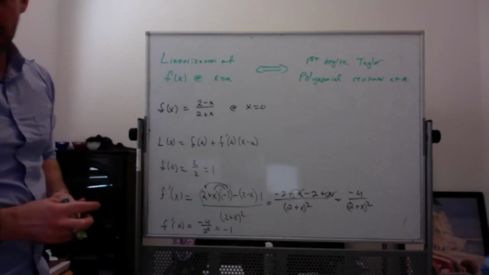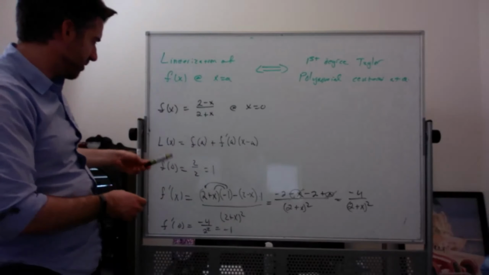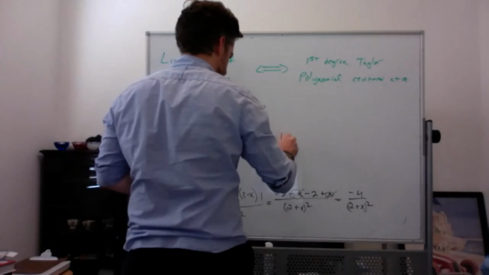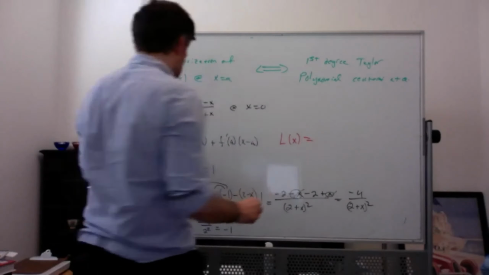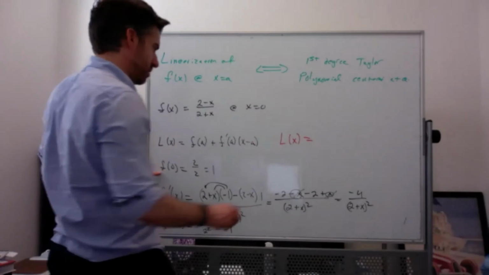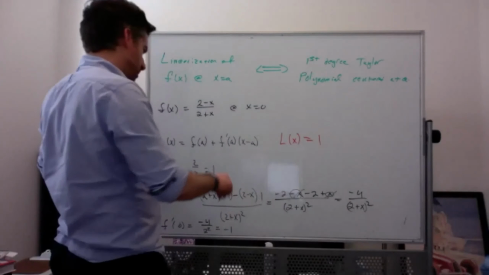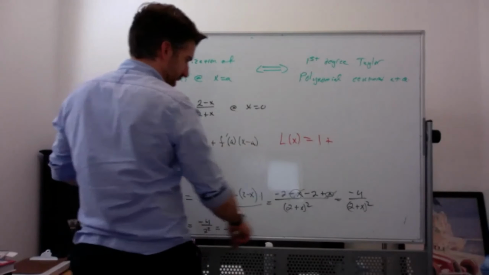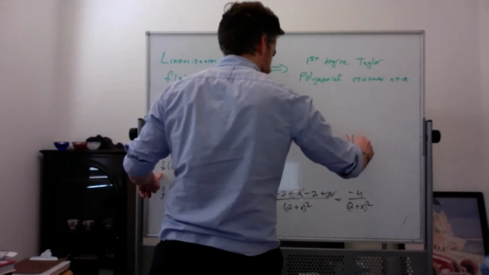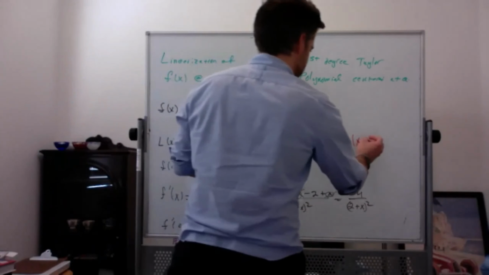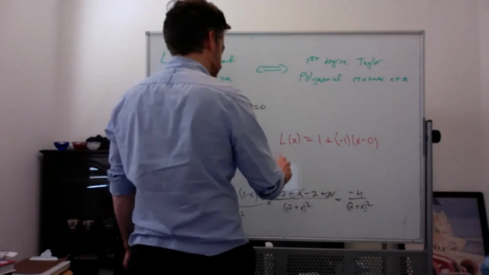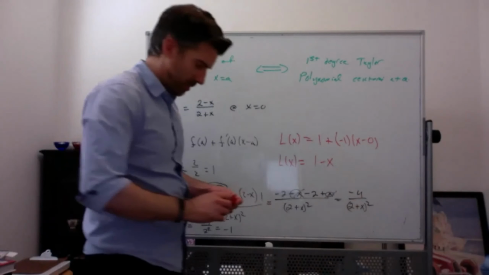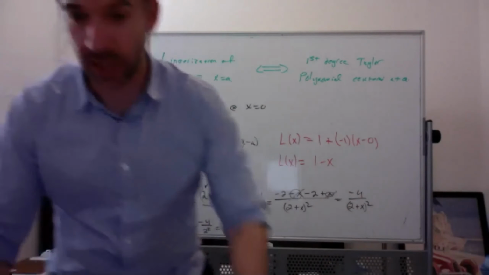All right, I've got all the pieces. Now I'm just going to throw everything into this formula. So my linearization is f of a, which is f of 0, which is 1, plus my f prime of a, which is my slope at 0, which is -1, times x minus a, which is x minus 0. Simplifying that, my linearization is 1 minus x. So that's just the slope and the equation of the tangent line.